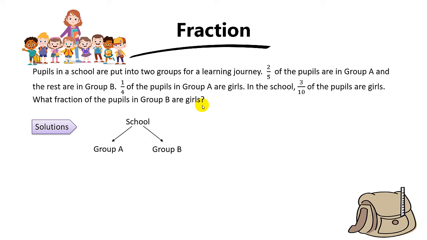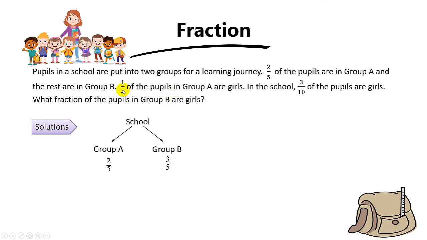So they say that the school is broken up into group A and group B, and 2 out of 5 of the pupils are in group A. That means this will be 2 out of 5. So can you tell me what is the fraction in group B? It's simply 3 out of 5. How to get 3 out of 5? You take 1 minus 2 out of 5, you get 3 out of 5. Understand? Now they say that 1/4 of the pupils in group A are girls.